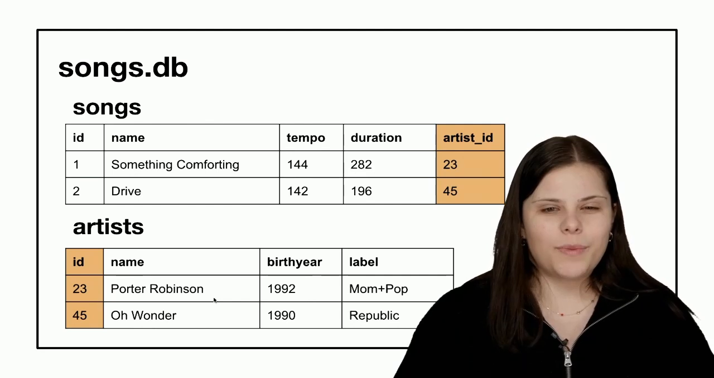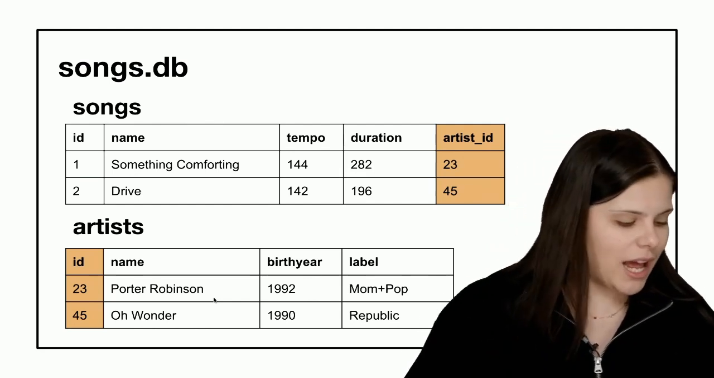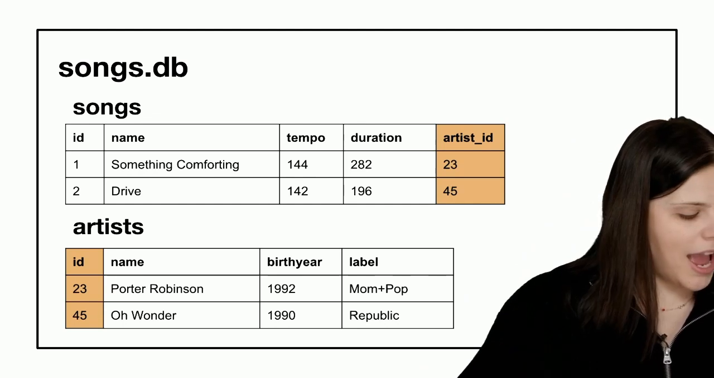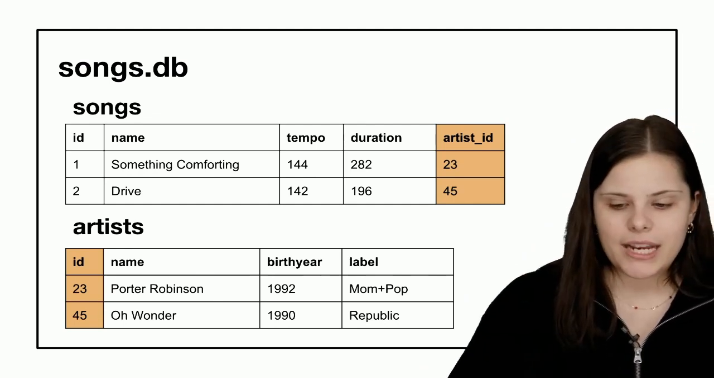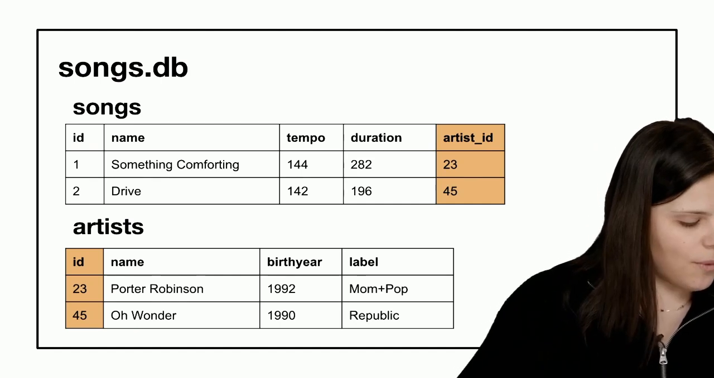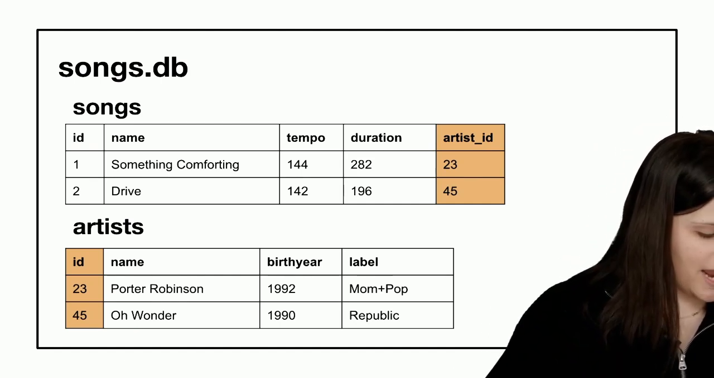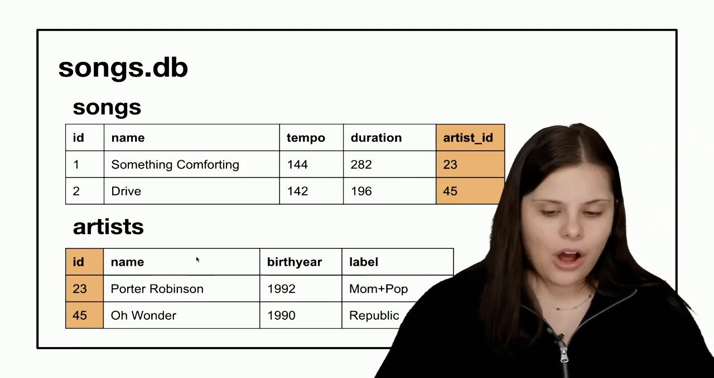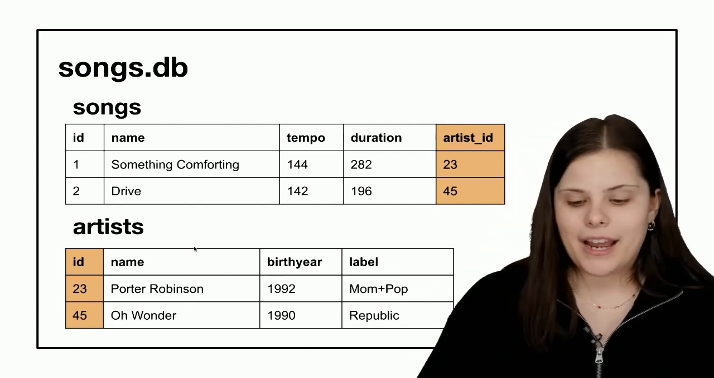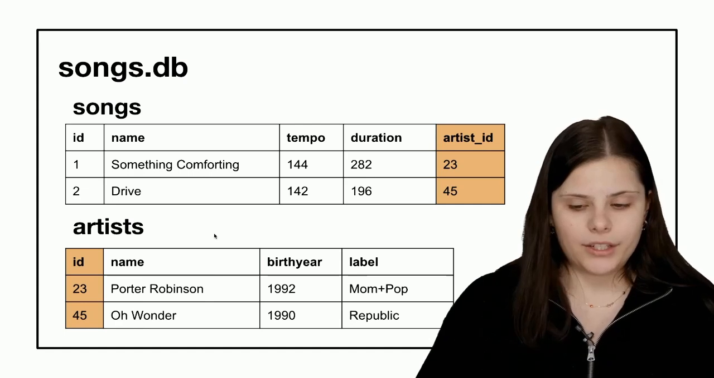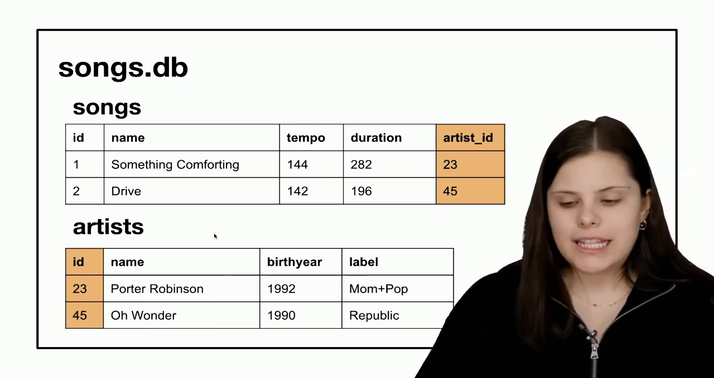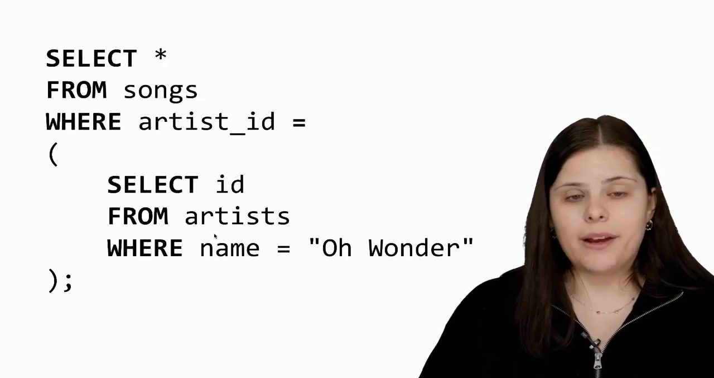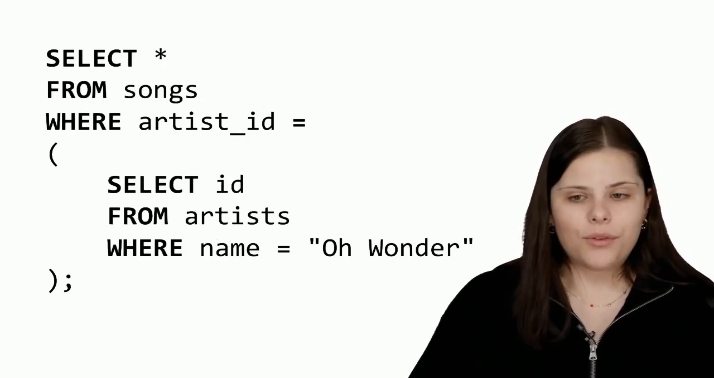But computers don't make the same visual connections as us. So there are some extra steps that we might want to take here. Let's consider a case where I want to select all the songs that were written by an artist named O Wonder. This is how I might want to structure my query, and we'll go through it one by one.